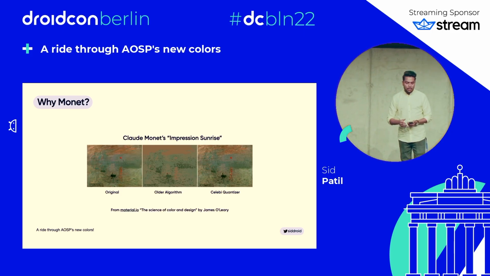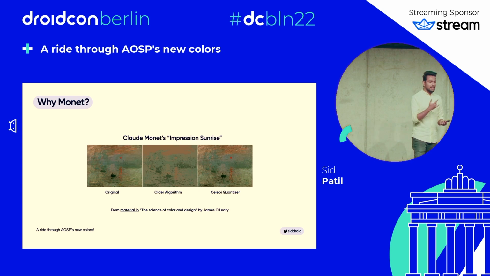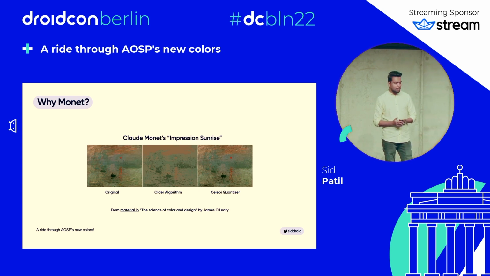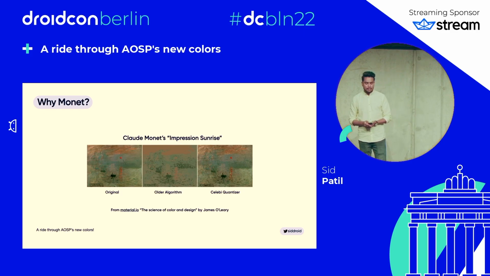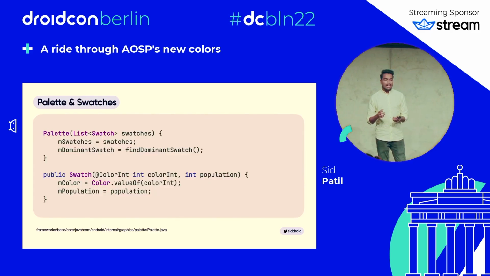And a lot of this stuff that I'm speaking about is from the Material Design blog. It's by a person named James O'Leary. Big shout out to this person. And if you want to read more about the color science of it all in finer details, do take a look at his blog post on Material Design. Now let's think about type systems here.